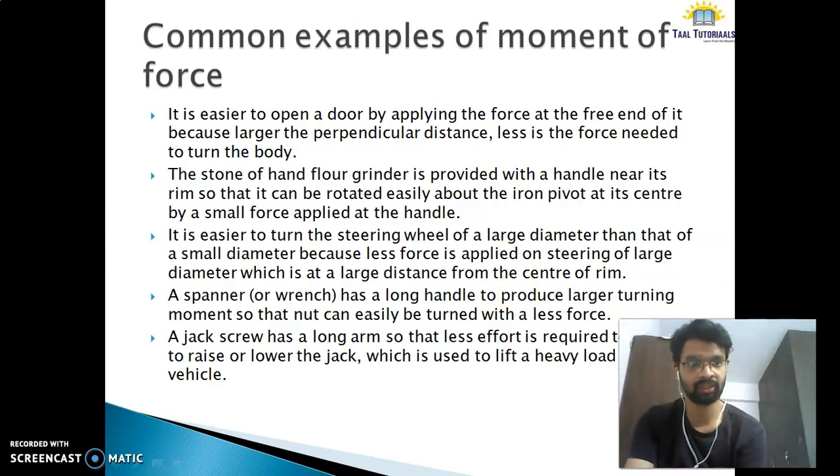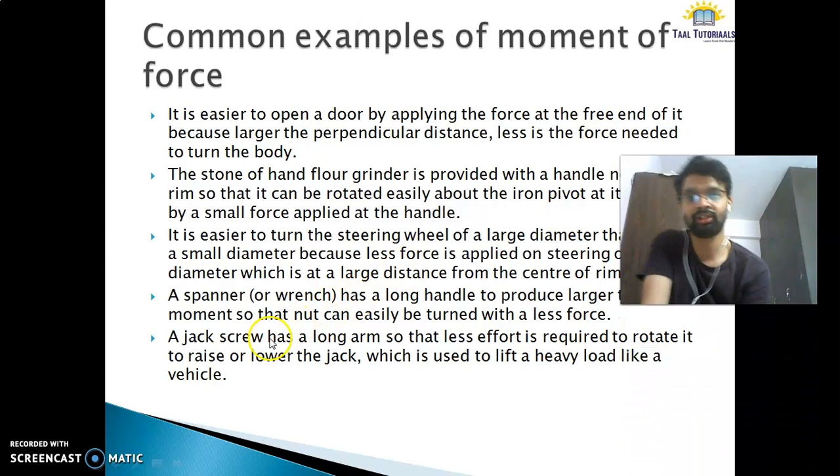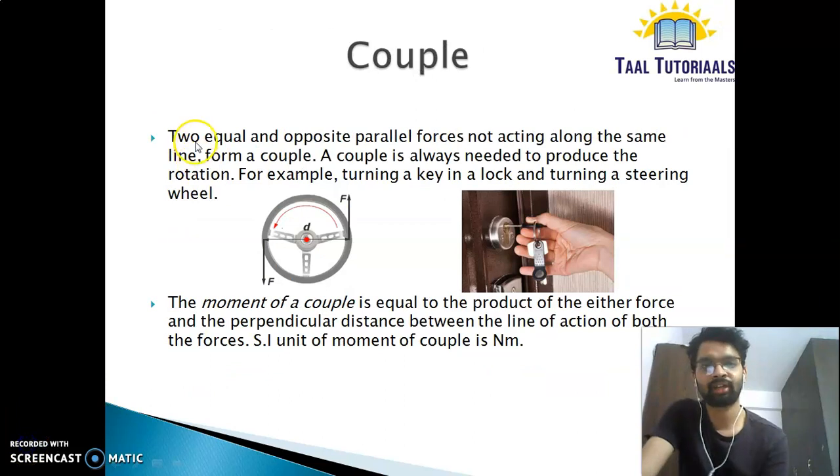Last example which we are discussing here: a jack screw has a long arm. Why? So less effort is required to rotate or to lower the jack, which is used to lift a heavy load like a vehicle.